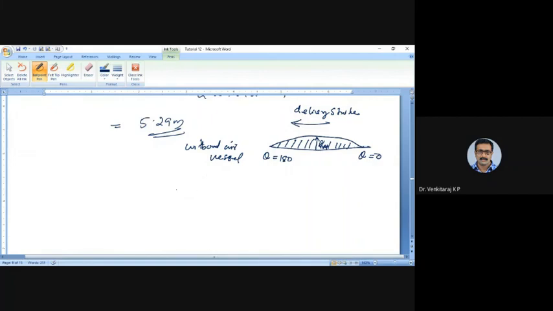Whereas with the air vessel we have constant velocity, so the frictional head loss is a constant. So this is theta equal to 0, again theta equal to 180. So this is H_FD. So this is the case with air vessel and the other one is without air vessel.